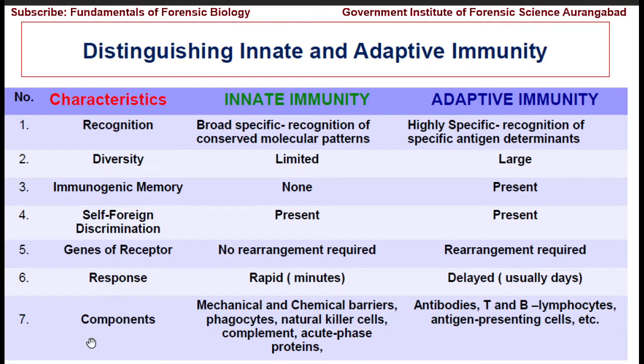Components: in innate immunity, there are different types of components. Some of them are mechanical and chemical barriers, phagocytes, natural killer cells, complement cells, and acute phase proteins. These are all components of innate immunity. While in adaptive immunity, the antibodies, that is T and B cells, and antigen presenting cells are the major players.